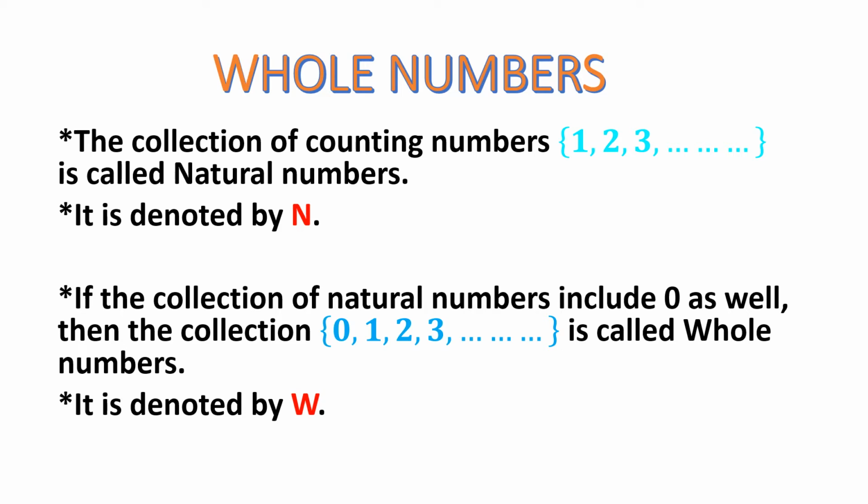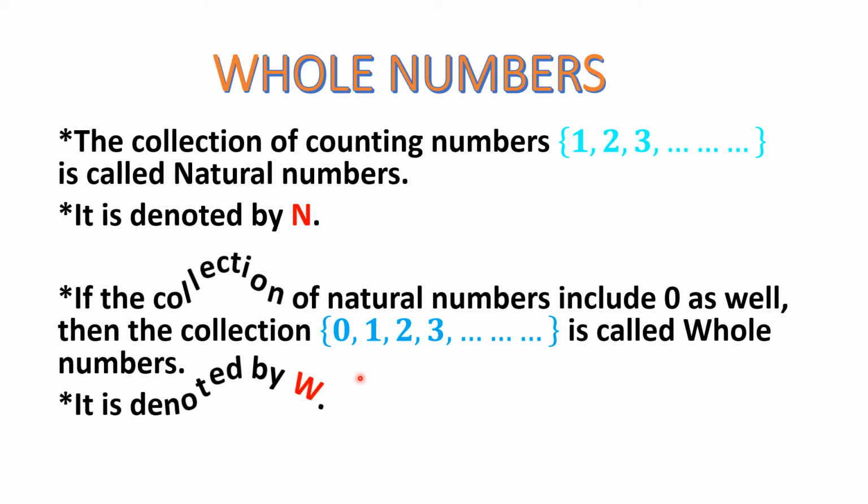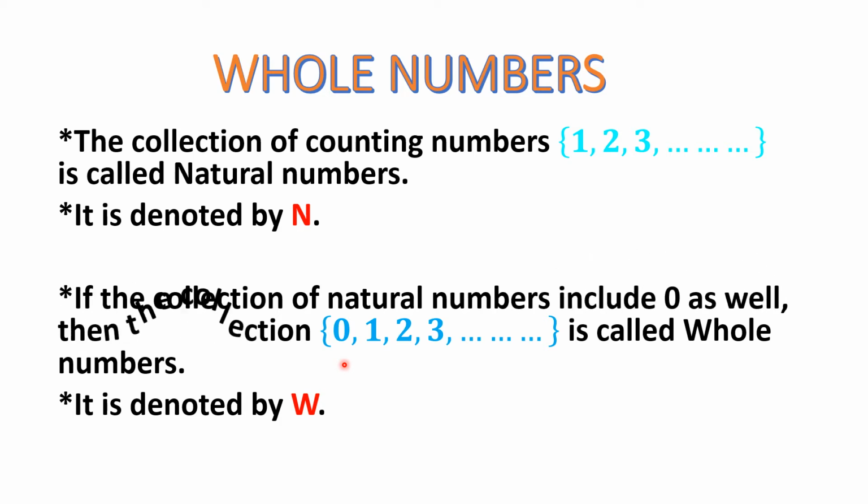If the collection of natural numbers includes 0 as well, then the collection 0, 1, 2, 3, etc. is called whole numbers. So when we add the number 0 along with the natural numbers, we get the whole number set, the set of all 0, 1, 2, 3, etc. This is called whole numbers. It is denoted by capital W.